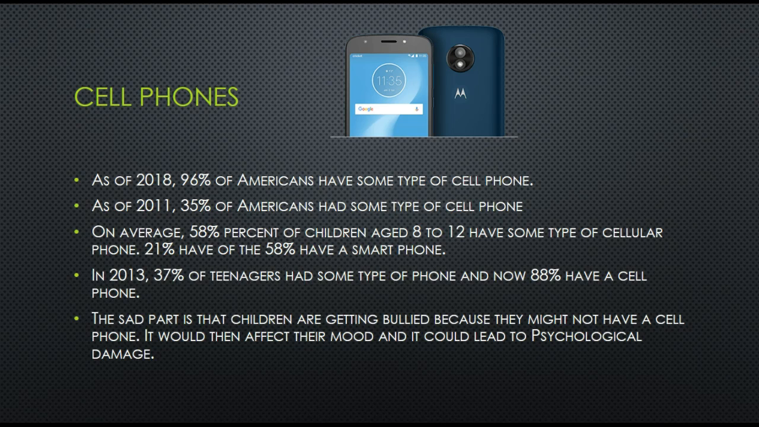The sad part is that children are getting bullied because they might not have a cell phone, or they don't have the top of the line cell phones. So that's something we have to look at as a society, and it would then affect their mood, and it could lead to psychological damage.